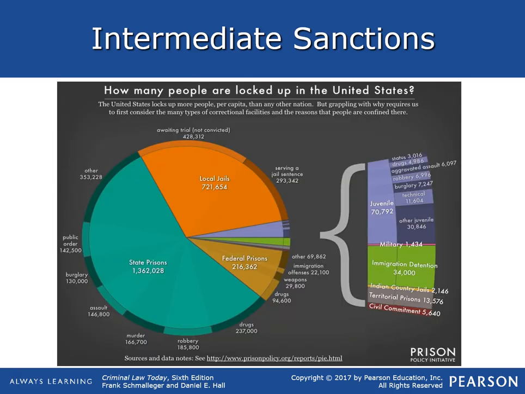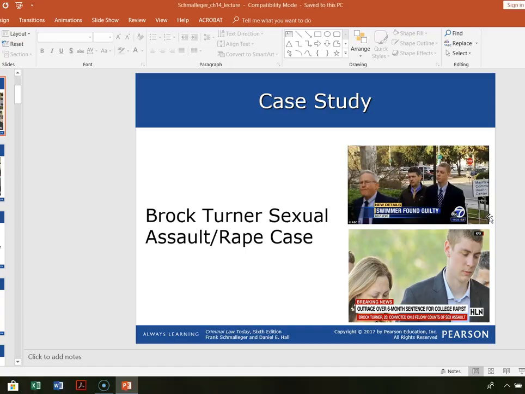So this just kind of is a slide that shows you how many people are actually locked up. And take note of the numbers, because there are a lot of people that are in custody. And again, is custody the best way to deal with everything that we've talked about today?